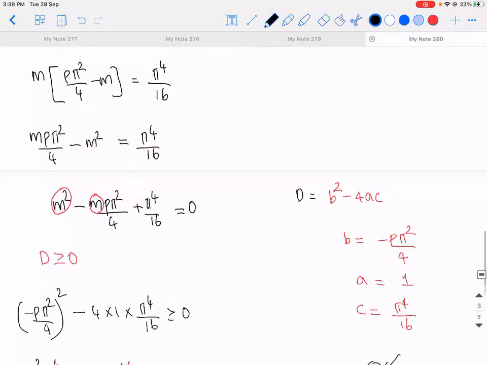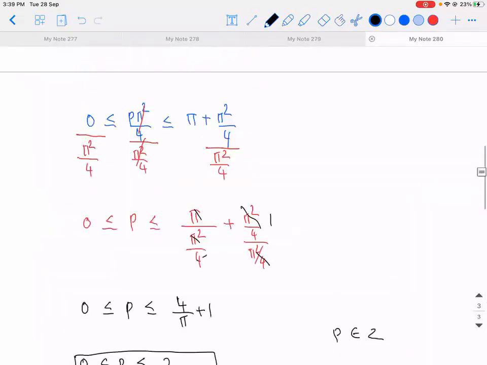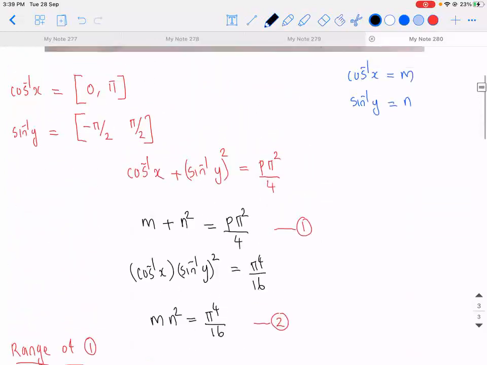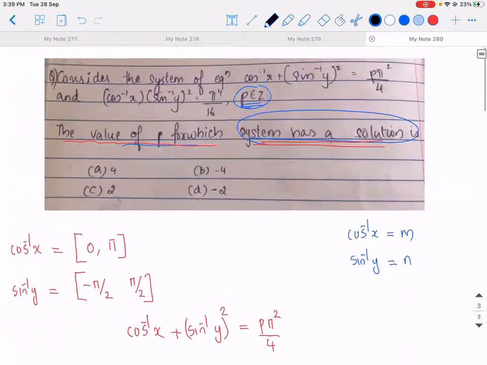So the answer for this question, which option? Option C. Option C is the right answer. That means p is equal to 2. That's all for this question. Thank you.